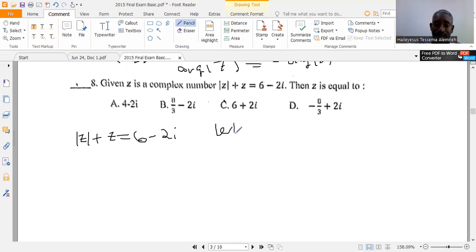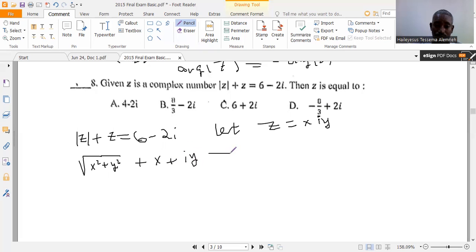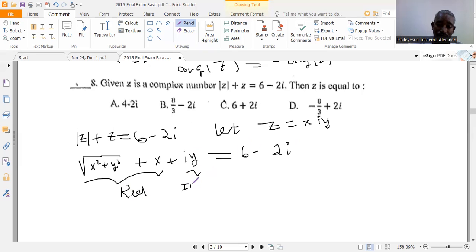Now let's take z is equal to x plus iy. Then the modulus of z is the square root of x squared plus y squared, and z is x plus iy, which is equal to 6 minus 2i. So clearly we can see that this one is the real part, and this one is the imaginary part.